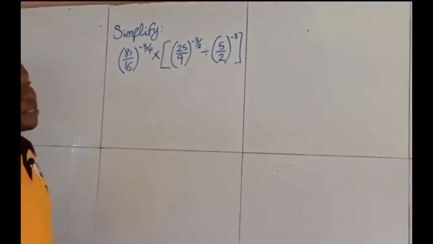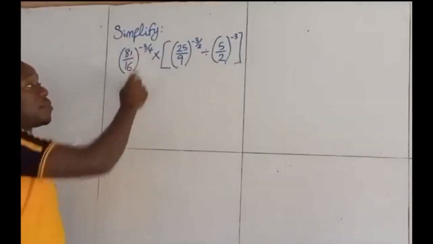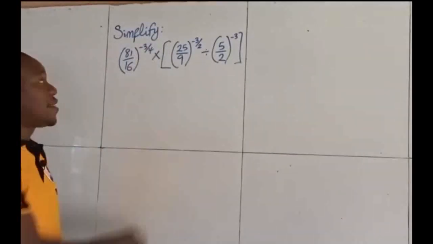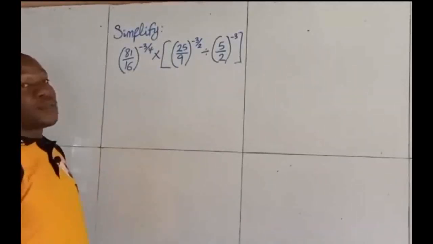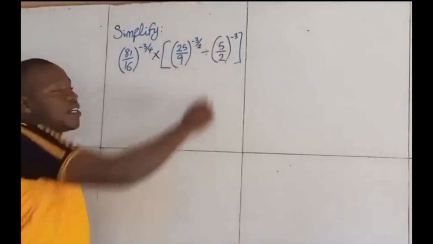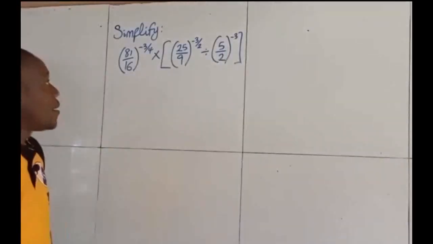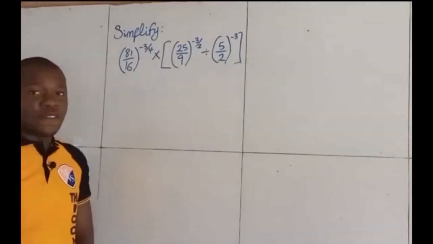Today we have a problem on the board. We are asked to simplify 81 over 16 raised to the power minus 3 over 4, times bracket opens 25 over 9 all raised to the power minus 3 over 2, divided by 5 over 2 all raised to the power minus 3. Of course, this is actually very, very simple if we apply the laws of indices.